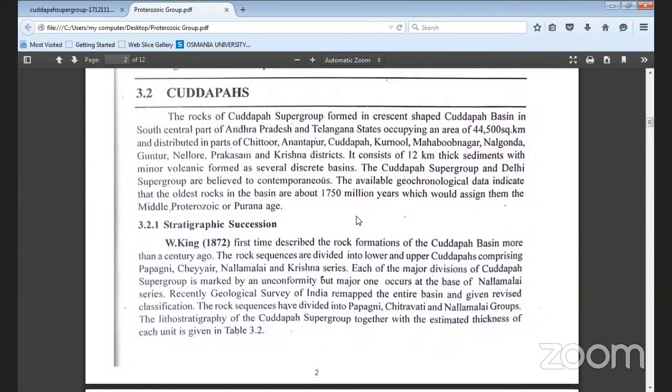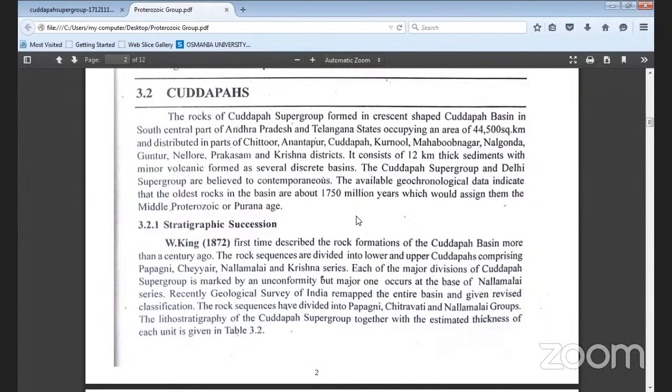Next, coming to the Kadapas. The Kadapa supergroup is a crescent-shaped basin located in the south central part of Andhra Pradesh and Telangana states, occupying an area of 44,500 square kilometers. It is distributed in parts of Chittoor, Anantapur, Kadapa, Kurnool, Mahabubnagar, Nalgonda, Guntur, Nellore, Prakasam, and Krishna districts. It consists of 12 kilometers of thick sediments with minor volcanics, formed as several discrete basins.